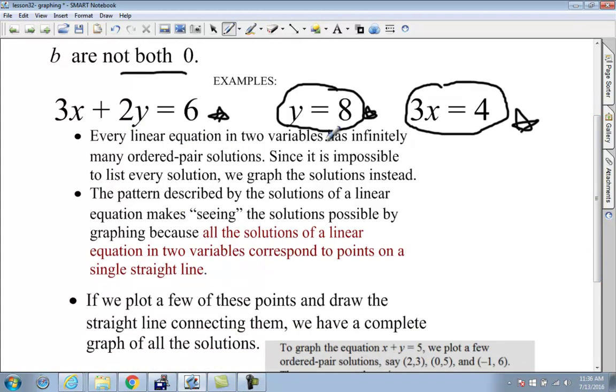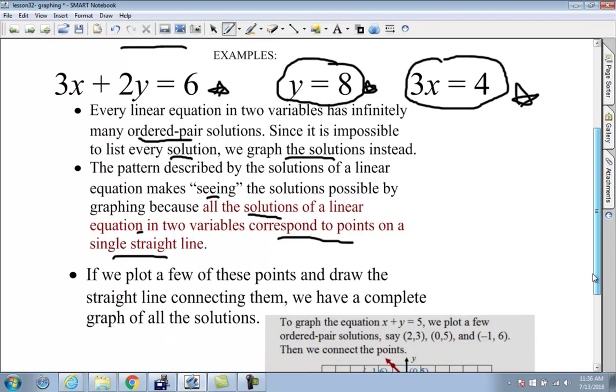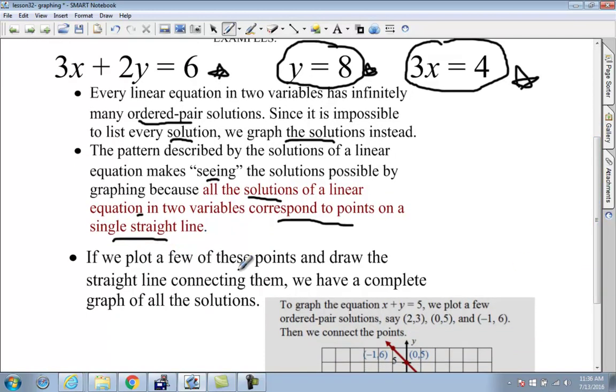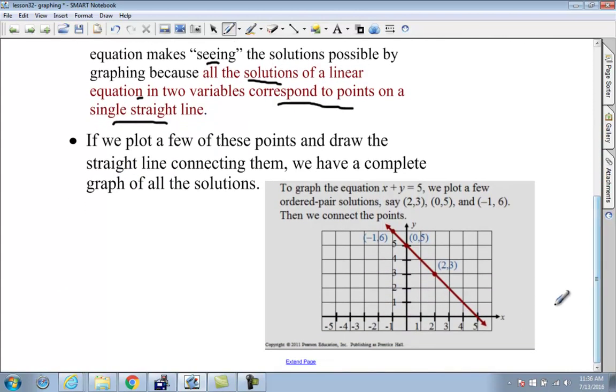Every linear equation in 2 variables has infinitely many ordered pair solutions. Since it's impossible to list every solution, we graph the solutions instead. The pattern described by the solutions of a linear equation makes seeing the solutions possible by graphing, because all solutions of a linear equation in 2 variables correspond to points on a single straight line. If we plot a few of these points and draw the straight line connecting them, we have a complete graph of all the solutions.